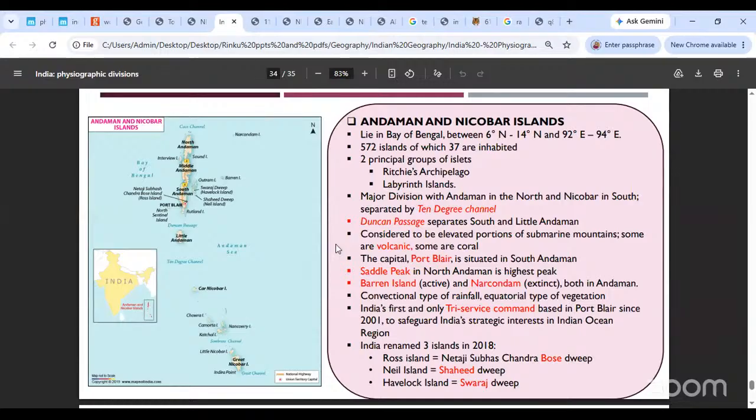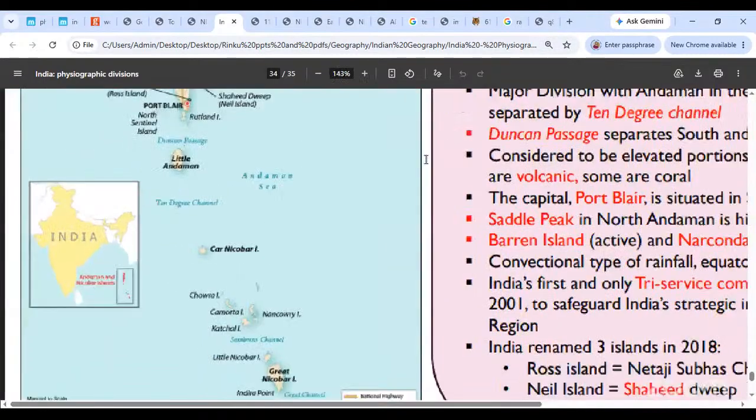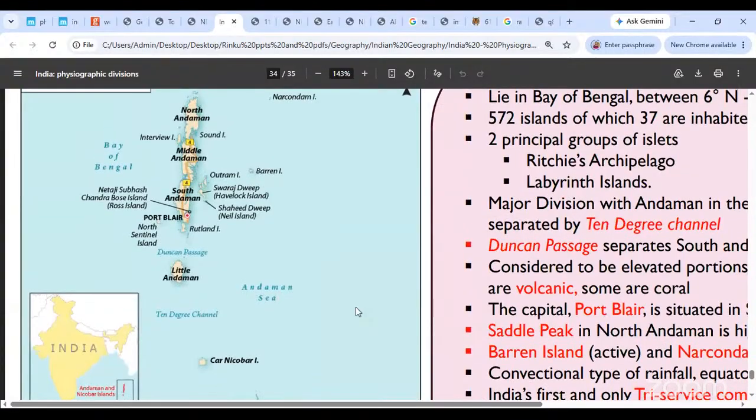Okay, and you will find two principal groups of islets over here, both in this part: Ritchie's Archipelago, and you will find the Labyrinth Islands. Okay, both you will find in this part. एक major division है between the Andaman and Nicobar Islands. You see, this is the Andaman Islands to the north.